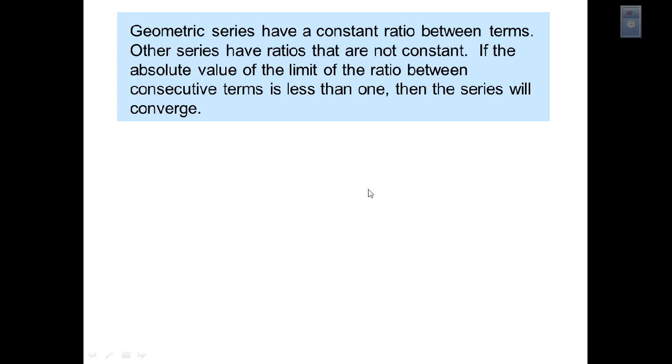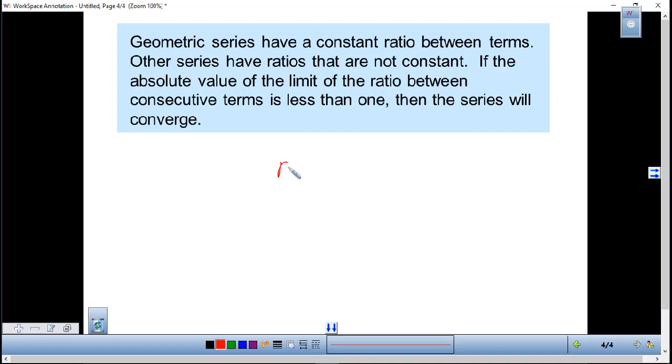Now, geometric series have a constant ratio between the terms. Other series have ratios that are not constant. If you remember, we looked at one just a while ago where we were multiplying by x each time, which once x is put in there, it's constant. It's not a variable like we've talked about. N is the only thing that's changing. But we had the n factorial out in front of it, so what we were multiplying by was not constant, so it was not a geometric series. That was the one where we had n factorial times x to the n.